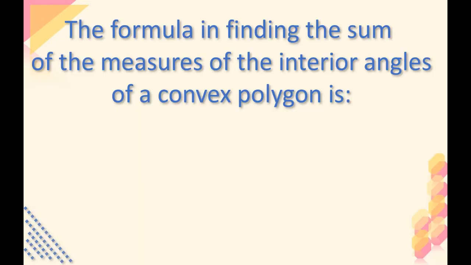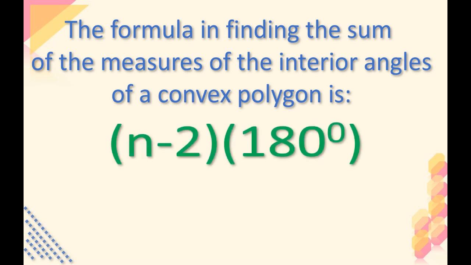Because of that, we can conclude that the formula in finding the sum of the measures of the interior angles of a convex polygon is the quantity n minus 2 multiplied by 180 degrees. It means that we have to subtract 2 from the number of sides, then multiply it by 180 degrees, and that's the sum of the measures of the interior angles of that polygon.